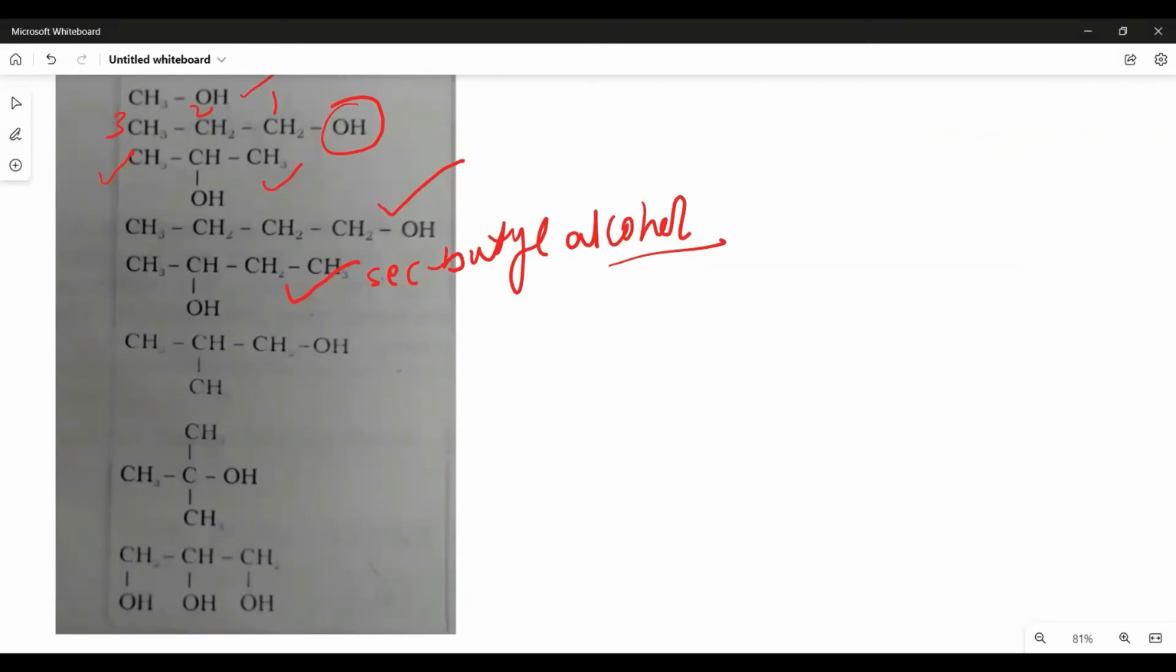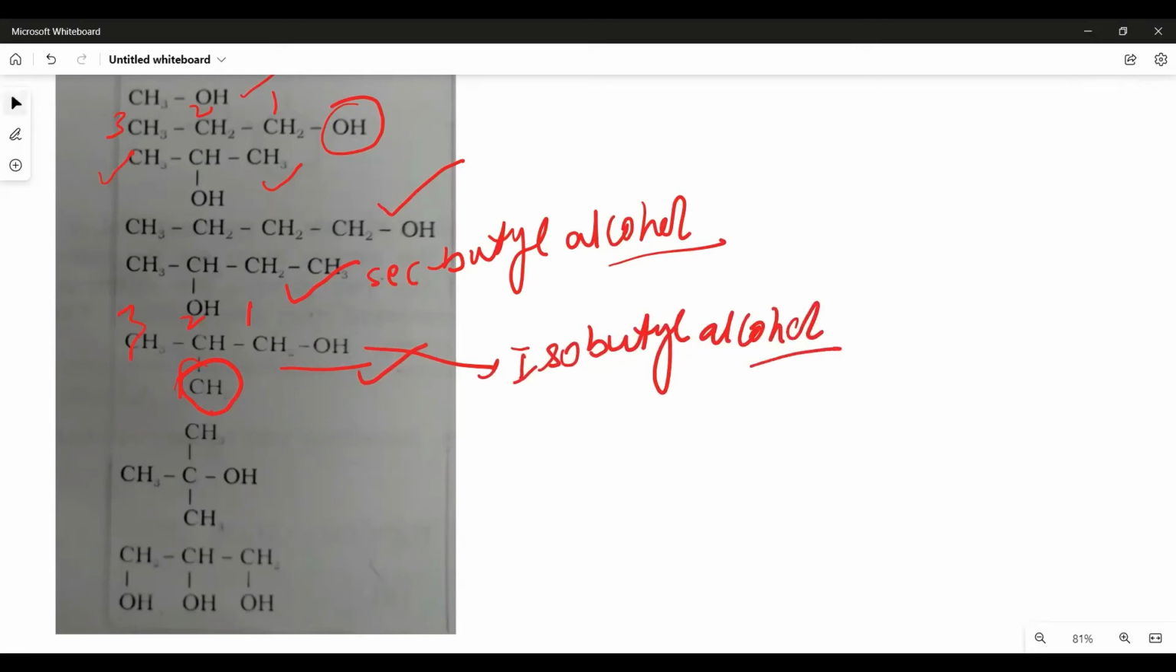And what is that? This is 1, 2 and 3. Second position is occupied by the CH3 group. So what is the nomenclature? 2-methyl propane 1-ol. In the first lecture, we have discussed all these functional groups. So it is 2-methyl propane 1-ol, or you can easily understand it is the isobutyl group. So this is isobutyl alcohol.